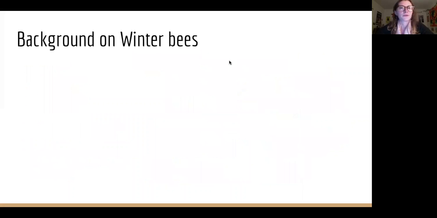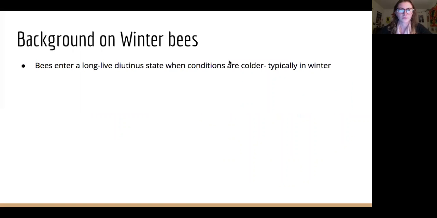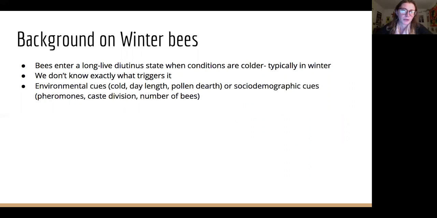And so a little bit more background about them is, like I said, they're long-lived. They live about 4 months, up to 4 months or somewhere around there on average. And summer bees only live about 6 weeks, the workers. And we don't know what triggers it, but some of the environmental factors could include cold or temperature, day length, pollen dearth, rain, those types of things.